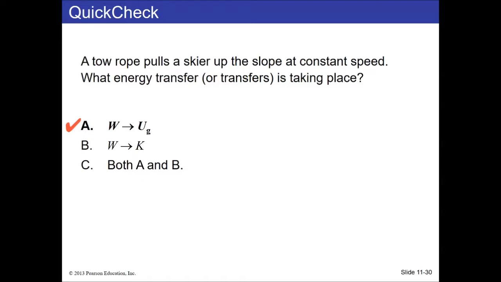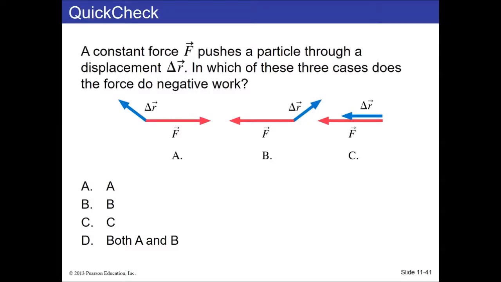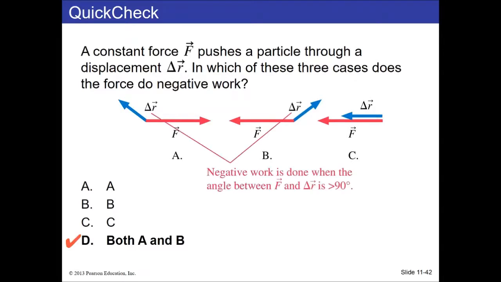All right, so this question here is a review of what we talked about for work last time. Remember, work is force times distance times the cosine of the angle between the force and the displacement vector. So look at this question here. Think about what the answer might be. The answer here is D.